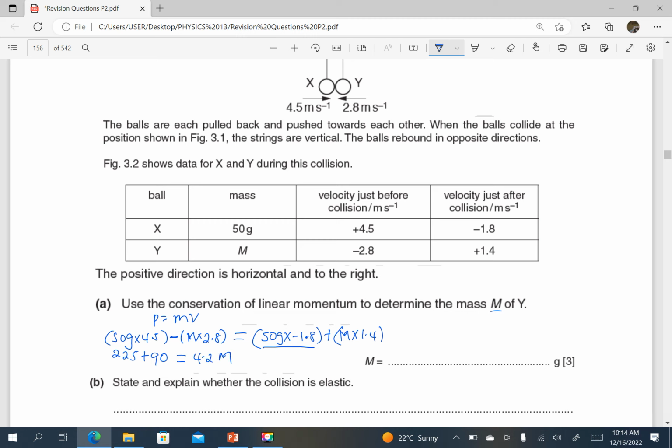So what is m? 225 plus 90 divided by 4.2. So I get m as 75. Remember, I didn't change the units, so m is going to be 75 grams.